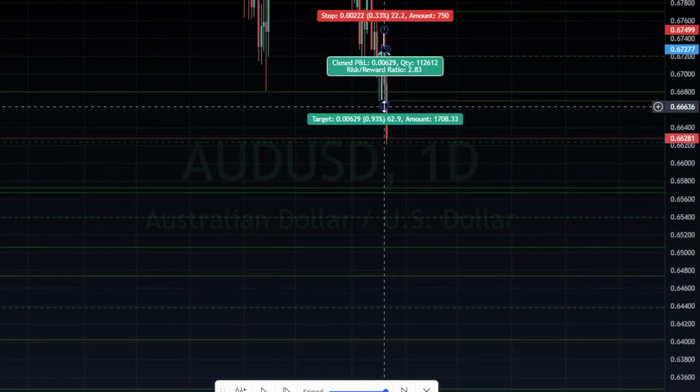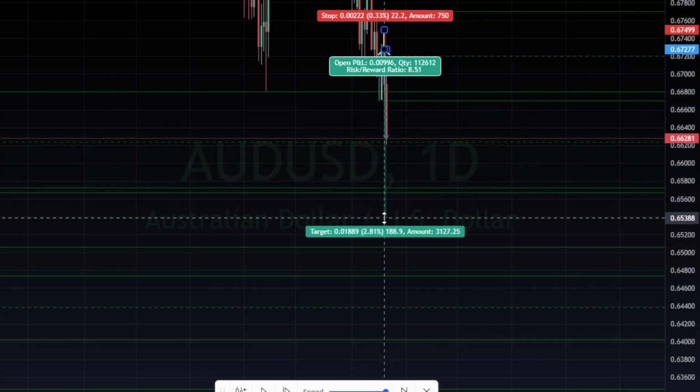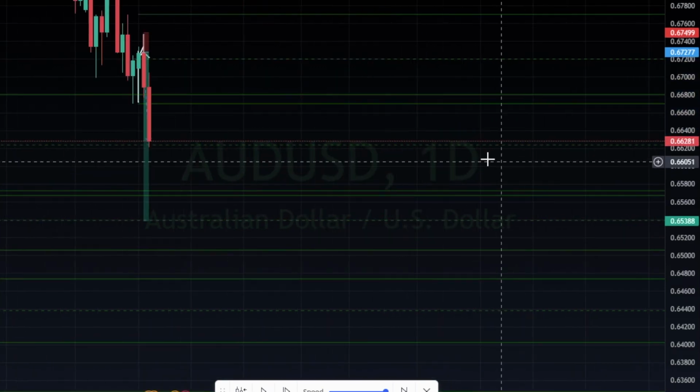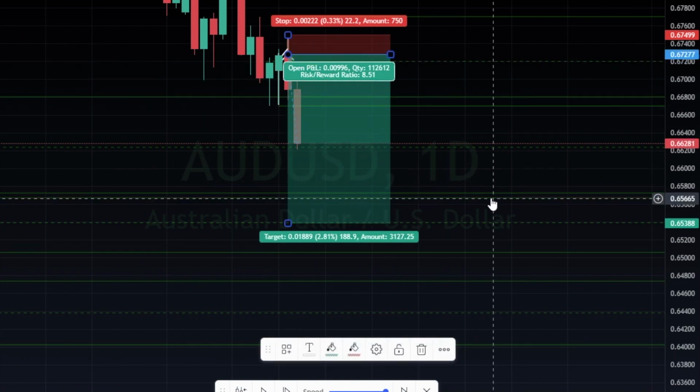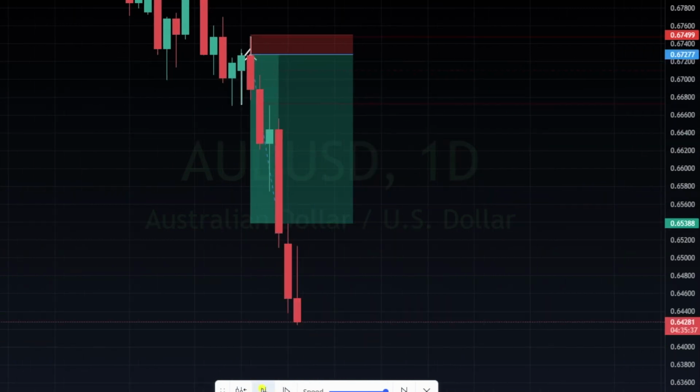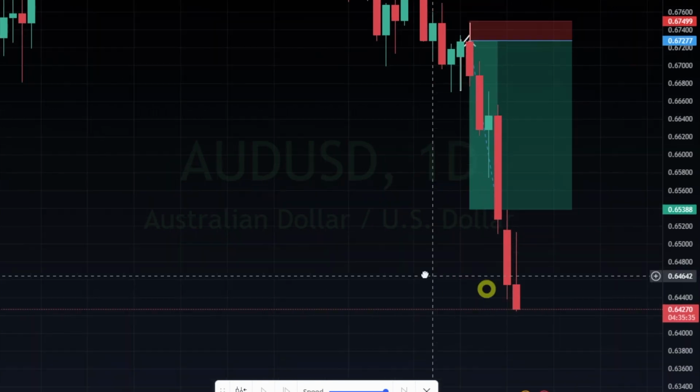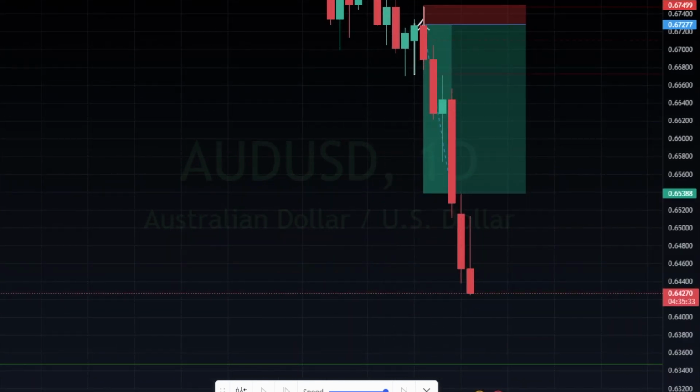So let me just show you that. If you're more of a swing trader or intraday, you could just do this. All right, you could target that for a 1 to 8.54. Let's just see what happens. Smashed. Okay, before I continue, the next target down would have been the next order block down, right?